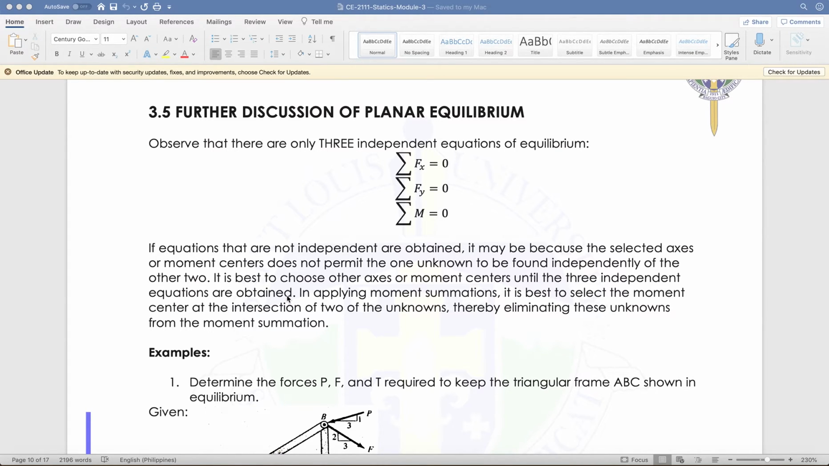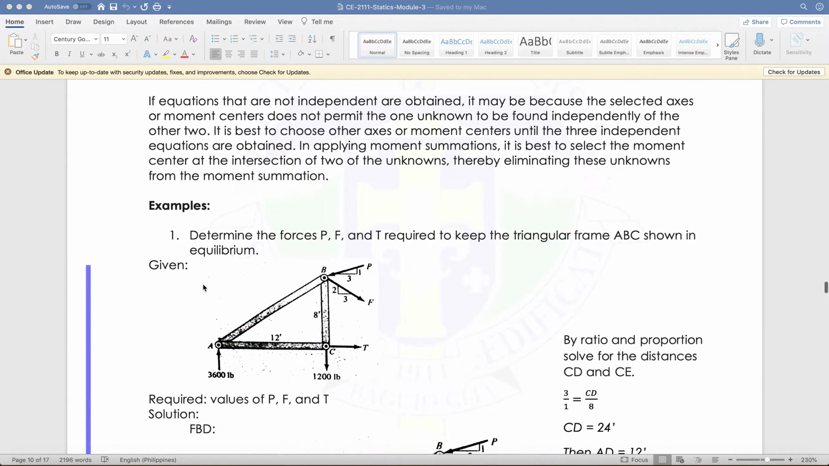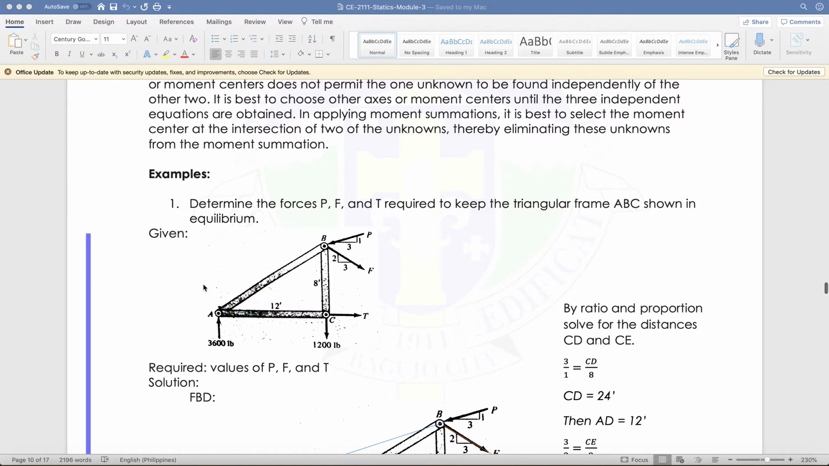In applying moment summations, it is best to select the moment centers at the intersection of two unknowns, thereby eliminating these unknowns from the moment summation. So here, what we're going to do is further discuss planar equilibrium, wherein we're going to maximize the use of our moment equation, summation of moment. We will tackle that in examples 1 and 2.